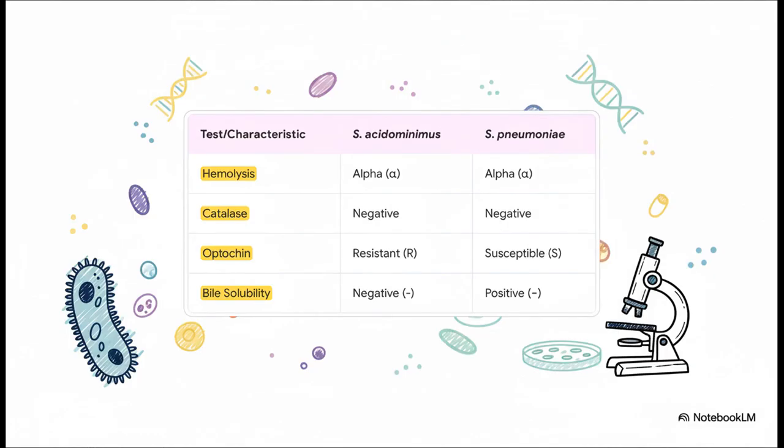So this is the big one, right? How do we differentiate it from its notorious and much more common relative, Streptococcus pneumoniae? I mean, they're both alpha hemolytic.